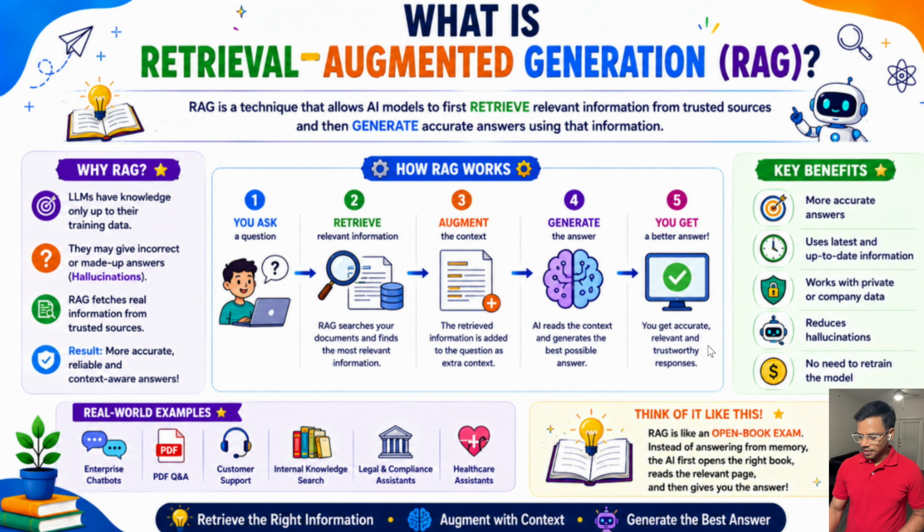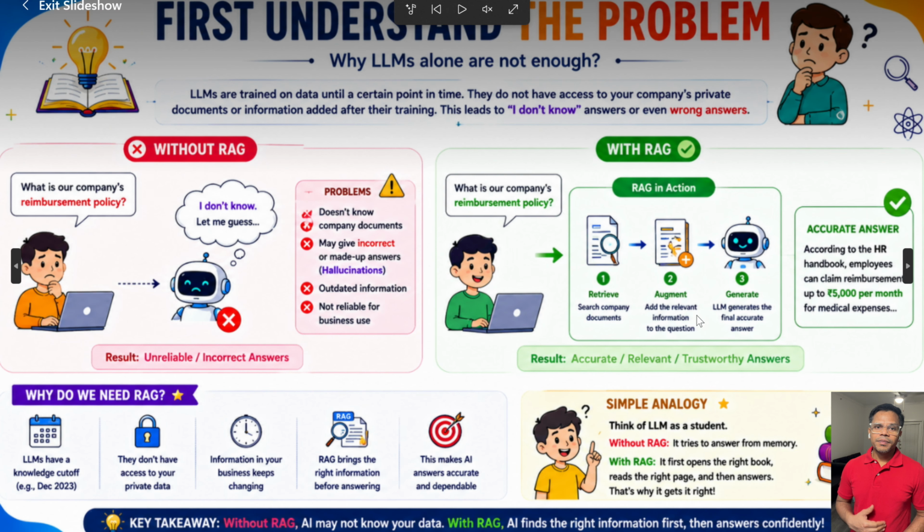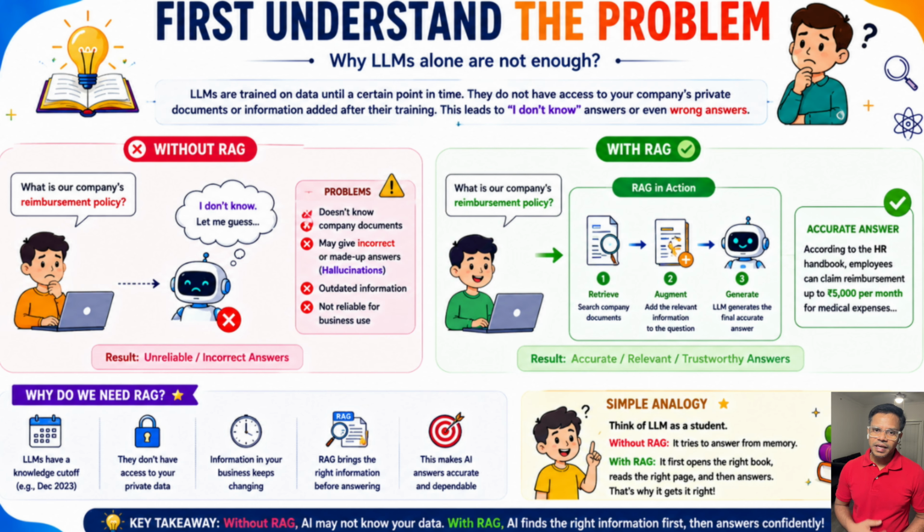Let's get started. So, first, before we understand RAG, let's first understand the problem it solves. Imagine ChatGPT is like a student. The student has studied millions of books, articles, and websites during the training. Now, imagine you ask the student, what is my company's leave policy? Can the student answer? No. Why? Because the student has never seen your company's HR documents.